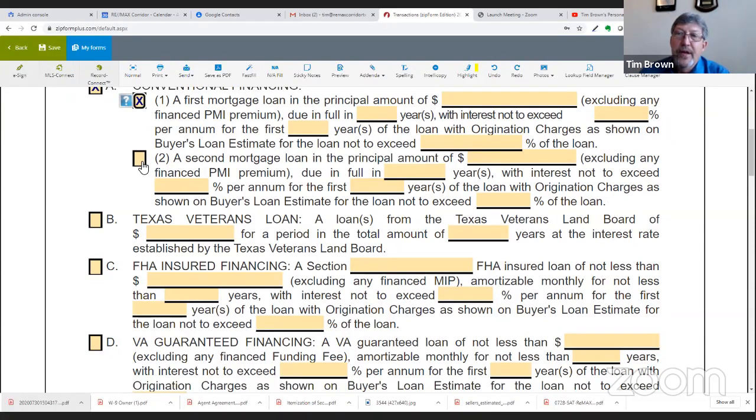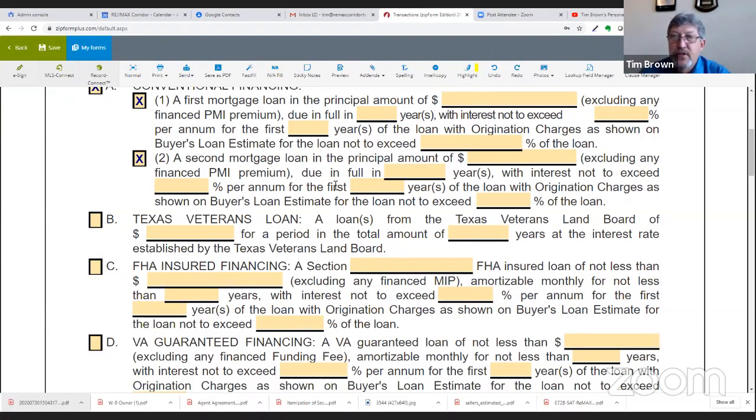Now the second one here, a second mortgage. If you're going to have a second mortgage, this is where sometimes buyers will qualify for one of these special loans where they're going to put no money down, but they're going to put their 20% down in a second mortgage. This used to be real popular. It's not so much anymore. Now what you might get is an 80-10-10, where 80% is your primary mortgage, 10% down through the second mortgage, and 10% down in cash.